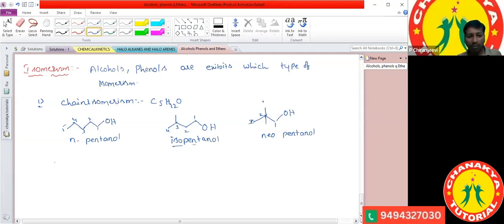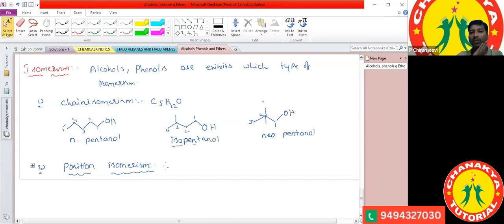What is the second isomerism? As per what you told, alcohols also exhibit position isomerism. So what is position isomerism? Compounds having the same molecular formula but differing in the position of the functional group or substituent are called position isomers, or positional isomerism.